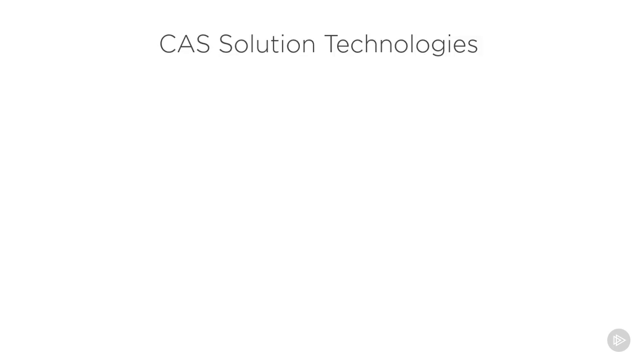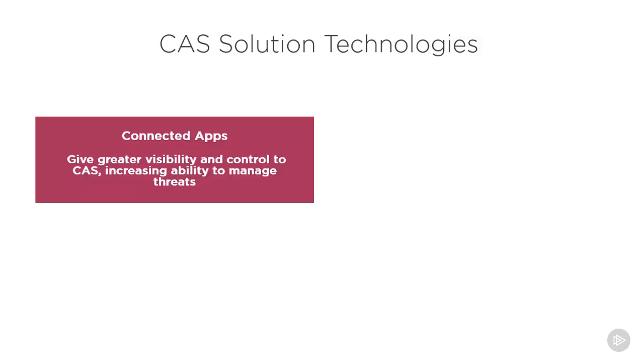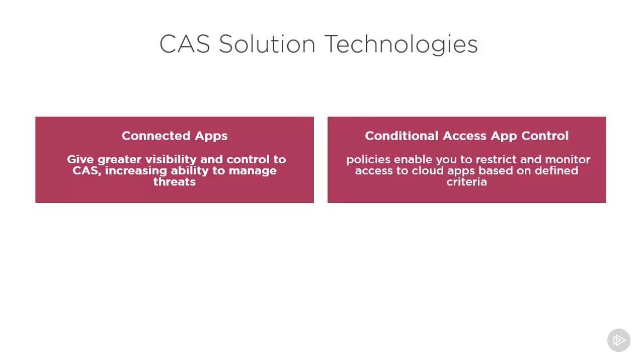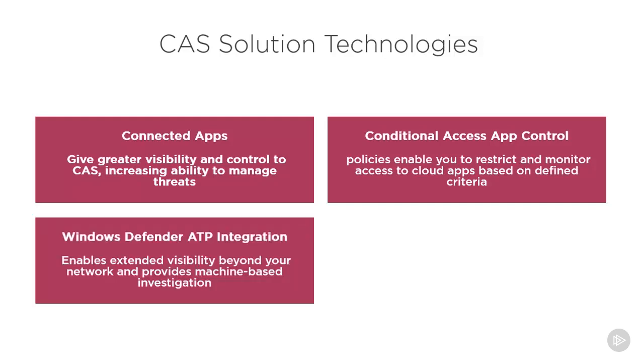And the last thing I want to do is to expand on the CAS solution technologies available to us. We just discussed the use of connected apps. It provides greater visibility and control of CAS. It also increases the ability to manage threats. In addition, we perused the conditional access app control. And this will enable policies to restrict and monitor access to your cloud apps based on specific criteria that we've defined. We also have the Windows Defender ATP, Advanced Threat Protection integration. This enables you to extend the visibility beyond your network and provide machine-based investigation should there be any security issues.